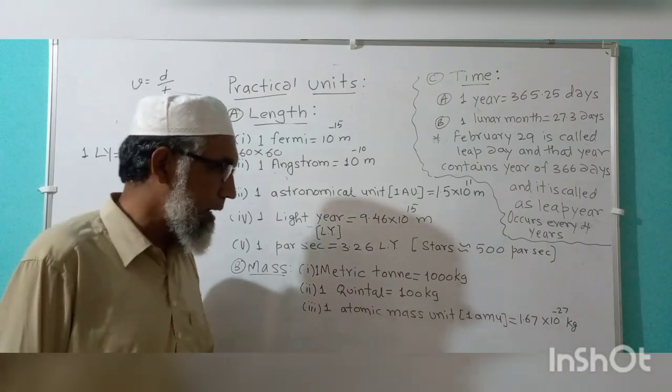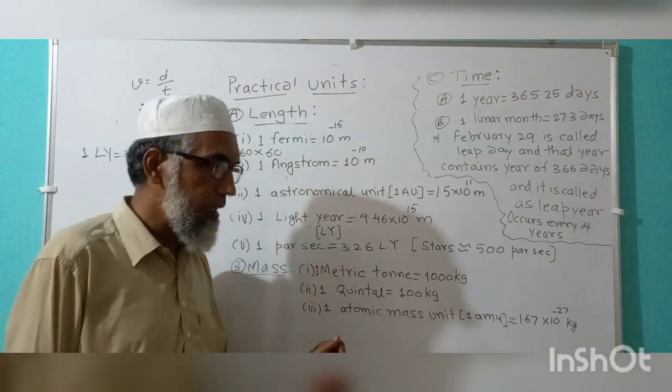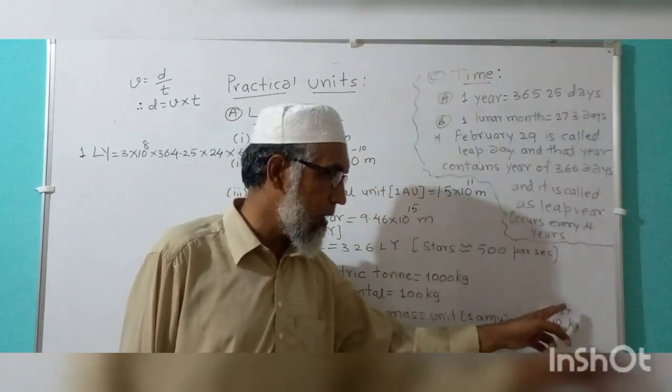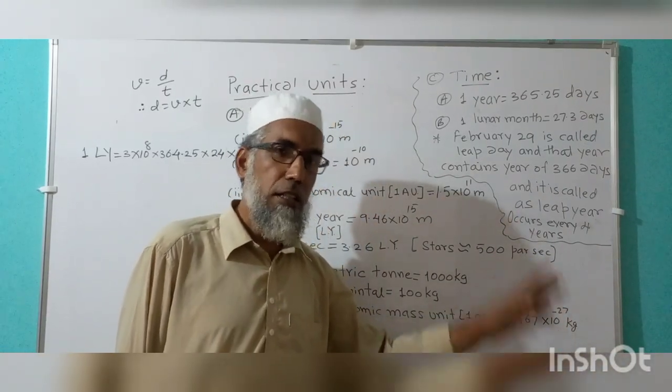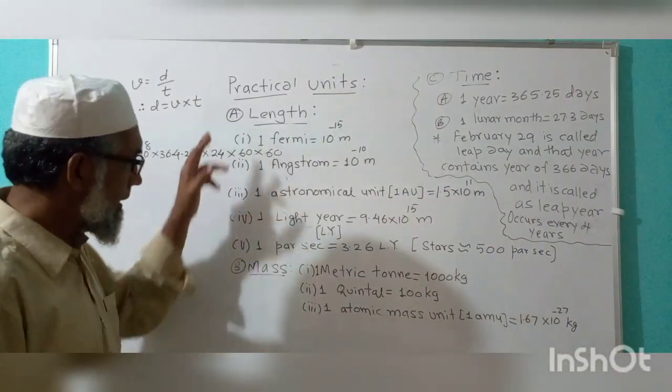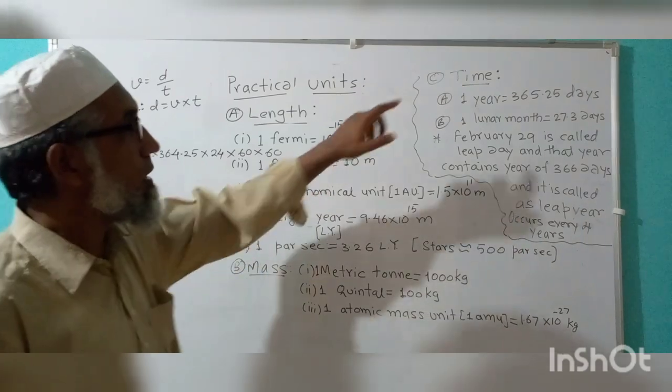1 atomic mass unit, 1 AMU, is equal to 1.67 into 10 to the power of minus 27 kilogram. So this was about the length and mass. Now we are talking about time.